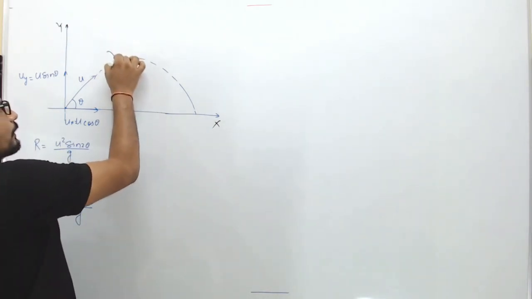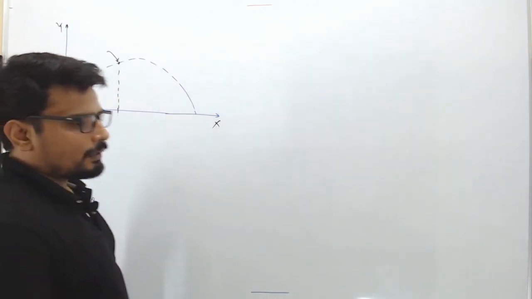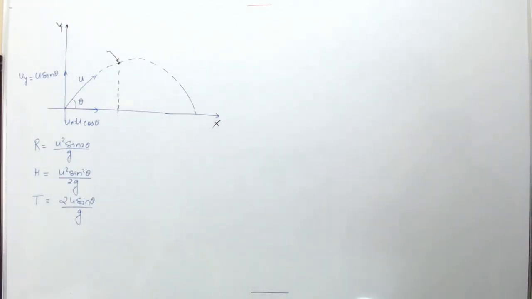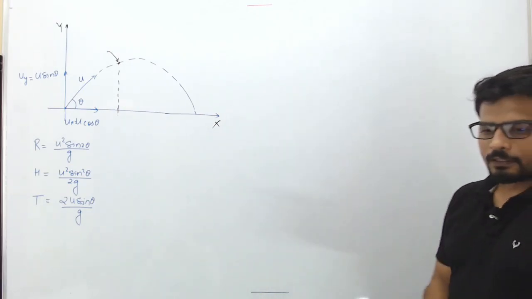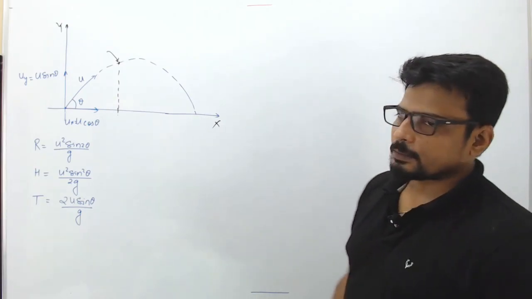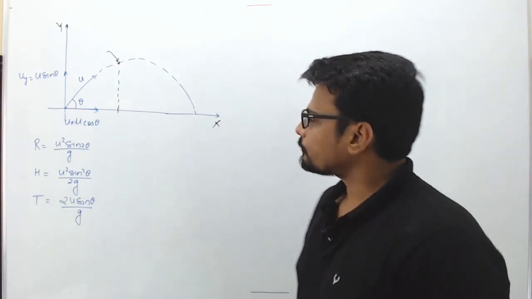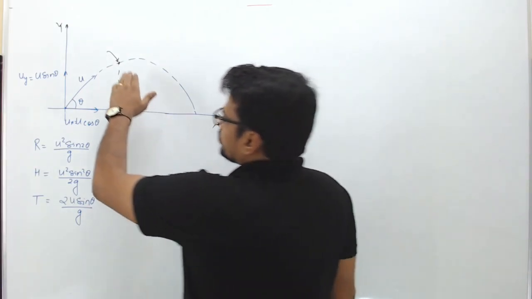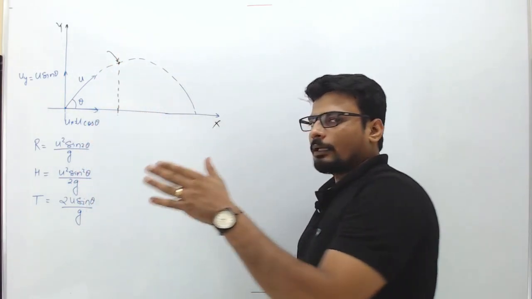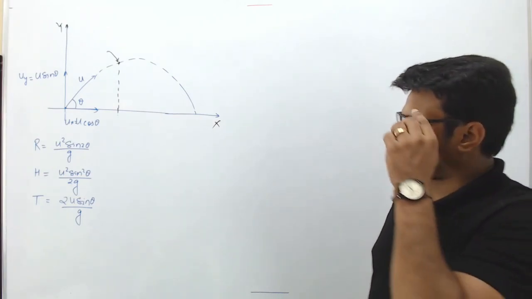So if I could locate the projectile, that would be very, very important, and that's going to be helpful in various ways. Later on, we're going to see a lot of questions in which the position would become very important, especially in the JEE Mains question. So relating the y position and the x position is called the trajectory of the projectile.